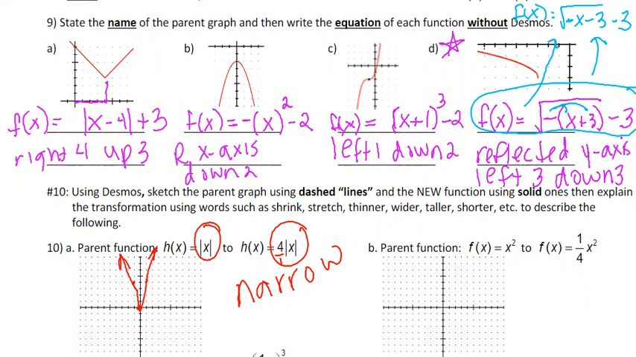If the number was a fraction between 0 and 1, what ends up happening is it makes it wider. Like over here, my normal x squared is kind of here, and then it'll be wider. I'm not going to get the exact points for you, but a fraction between 0 and 1 makes it wider. So those are just reviews for you.